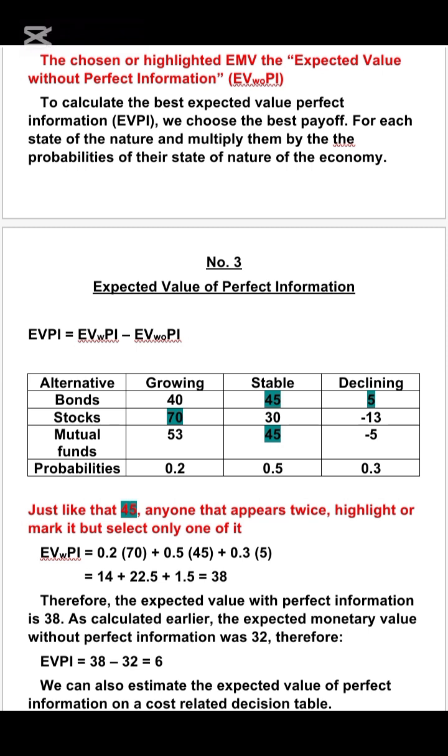So the last thing now, expected value of perfect information. We subtract, the way I said in the formula, expected value with perfect information minus expected value without perfect information, which doubles as your EMV. And then we'll get the final answer we're looking for.